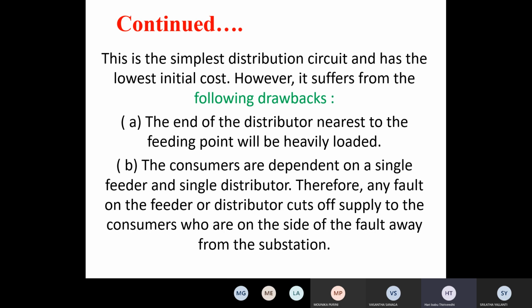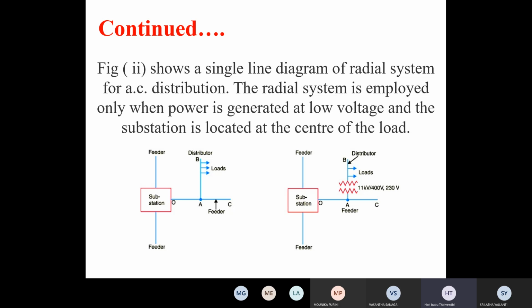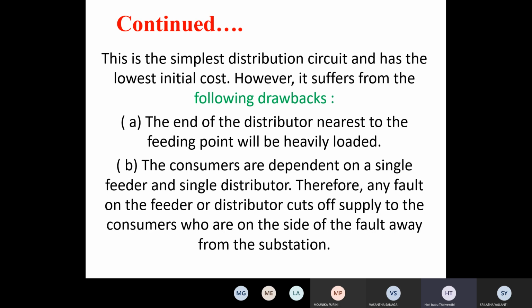Main advantage: what is the advantage of the radial distribution system? It is simple. Look at the picture, the simple one. There is no combination of any two feeders, and no combination of two distributors either. Just individual, so that's why it is simple. And it has a low initial cost; the initial cost is very low. Even though apart from these two advantages, some main disadvantages also exist.